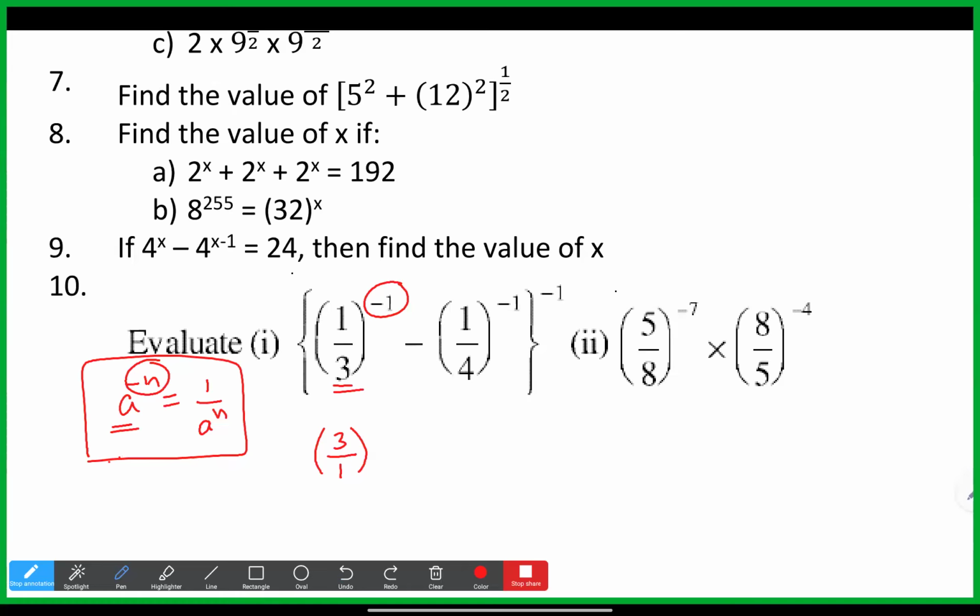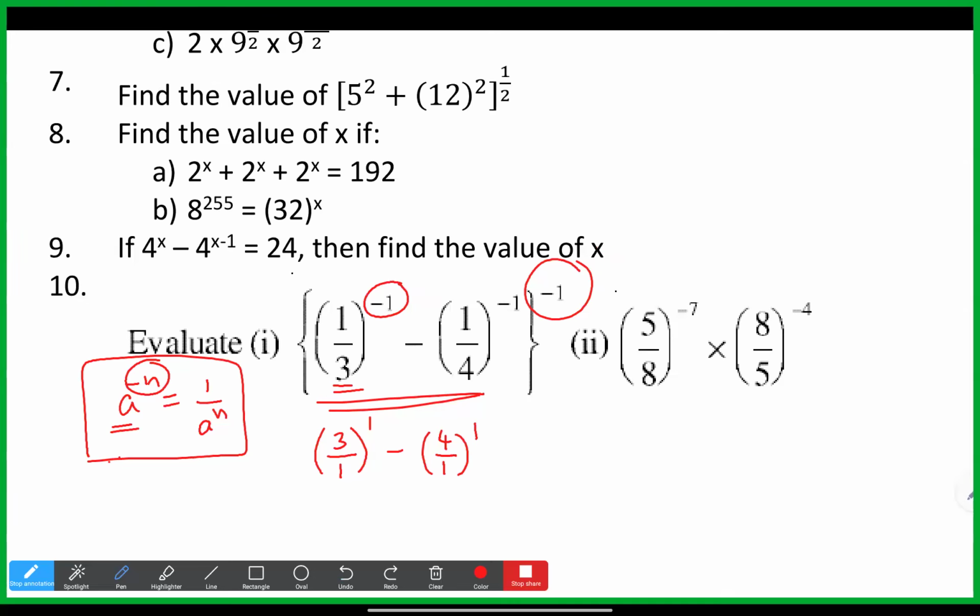So simply here what I have to write now, (3 by 1) whole power, negative power will become positive power. Now same way, can you tell this? (1 by 4) whole power minus 1 will become how much? Sir, (4 by 1) whole power 1. Yes. Now this is just this part only. We still didn't touch this minus 1. That minus 1 can be solved only if we make this into a single fraction.